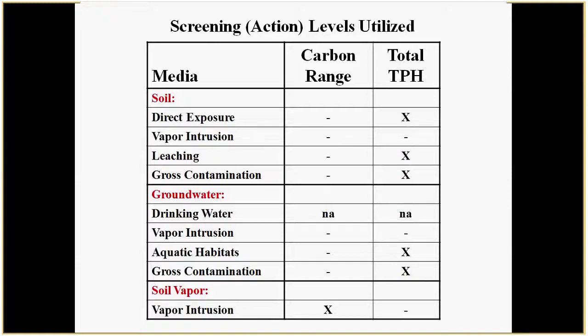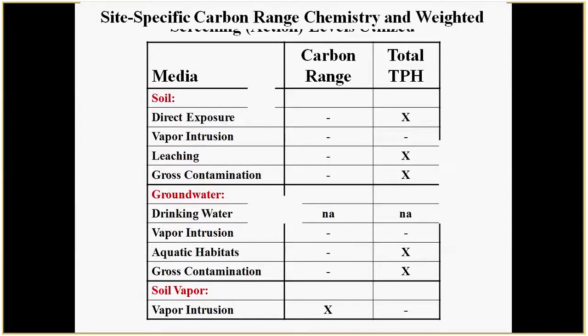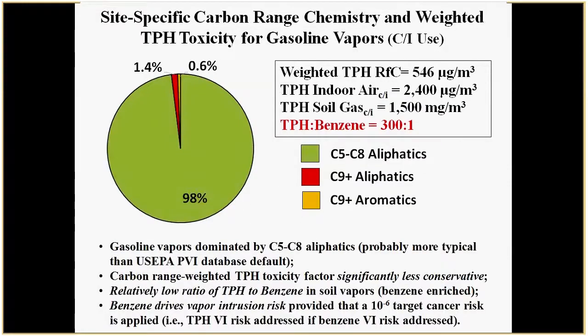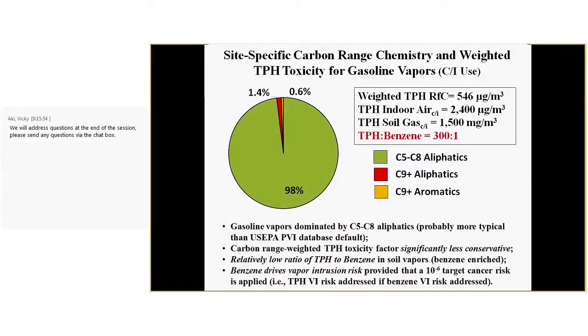For vapor intrusion, in this case study, we got carbon range data for soil vapors and then used that to develop site-specific screening levels for vapor intrusion. Here's some examples of how you can do this. This was the gasoline vapors. Again, this is real data. In this case, the gasoline, almost as it always is, was dominated by C5 to C8 aliphatics, and just a little bit of other aromatics and aliphatics. So we have toxicity factors for each one of these carbon ranges.